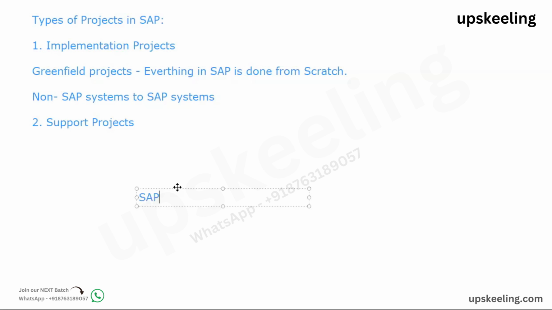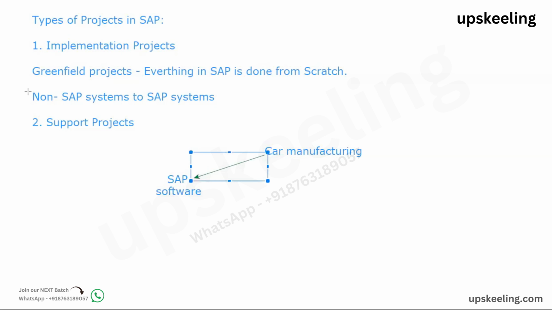Let us say you purchased the SAP software from the SAP company, and this is one car manufacturing company. You have a car manufacturing company, they bought the SAP software. Where did they buy it from? They bought it from the SAP company. They have two options. Either they can go to the SAP company. So you bought the software from them, right?